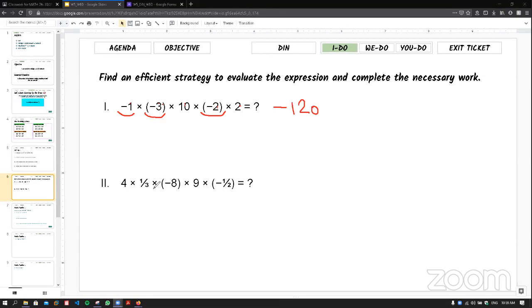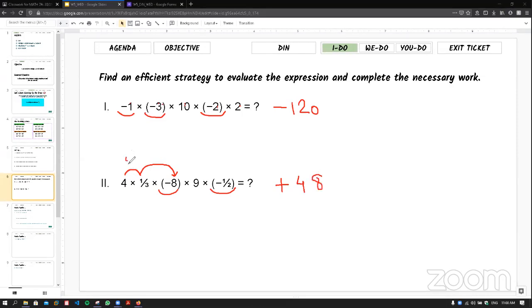The second one, okay, let's move on. So how many negative signs? I have -8 and I have -½. So there are 2 negative numbers. Because of that, my result has to be positive, because it's an even number of negative signs. When you multiply this, 4 times 3 is 4/3, and 4/3 times 8 is 32/3, and 32/3 times 9 is 96, and 96 times half is 48. Thank you so much, you guys. If you use your calculator, you're going to end up with 48 too.